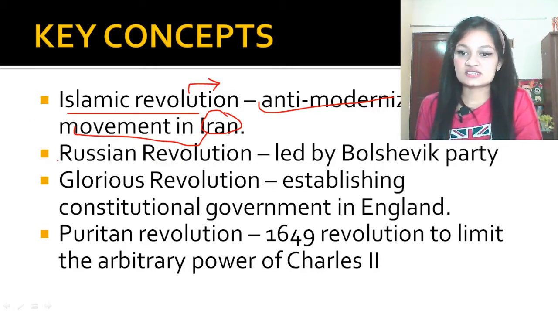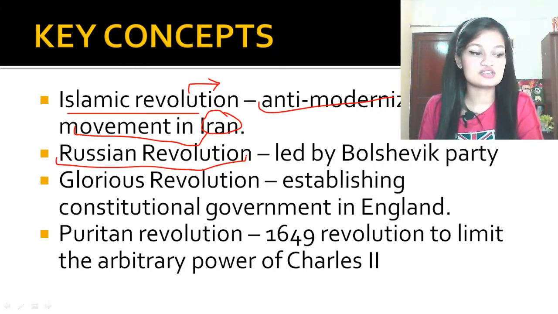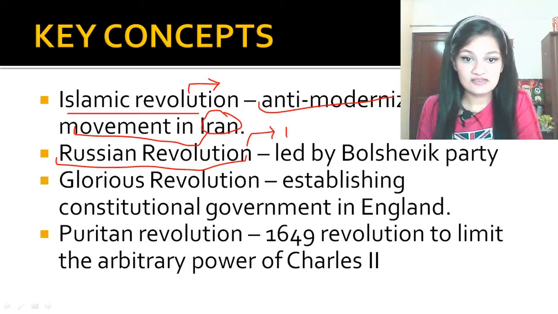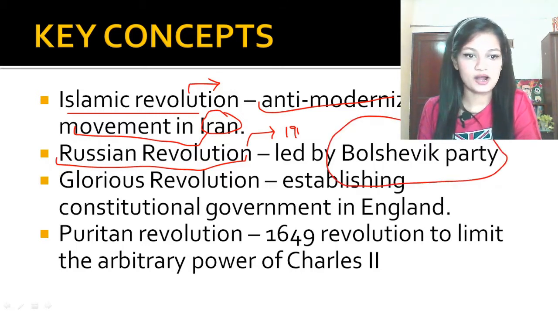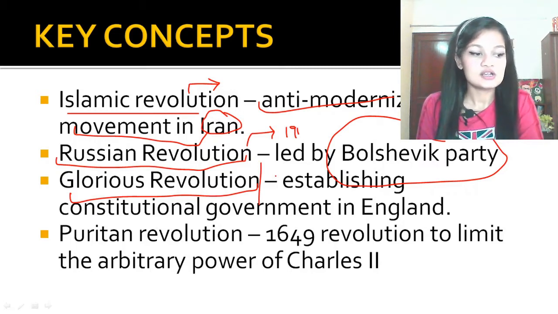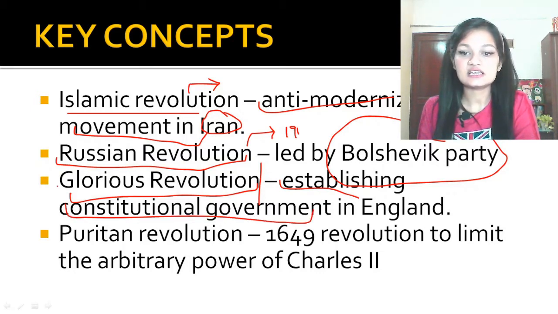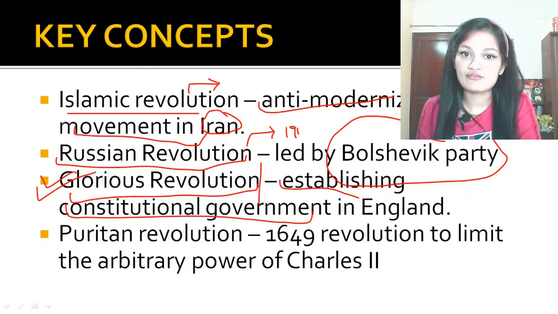The next one that we are going to discuss is the Russian Revolution. Obviously, this is very important because this was a period of political and social revolution which occurred between 1917 to 1923, and this commenced with the abolition of a monarchy and was led by the Bolshevik Party. The next is the Glorious Revolution. This is also very important, and it is also called the Revolution of 1688 or the Bloodless Revolution. So this basically was held from 1688 to 1689, and this culminated in establishing a constitutional government in England. This is super important from the perspective of MCQ papers.